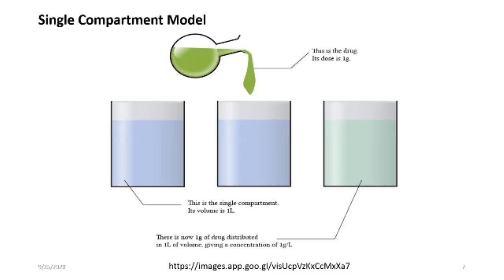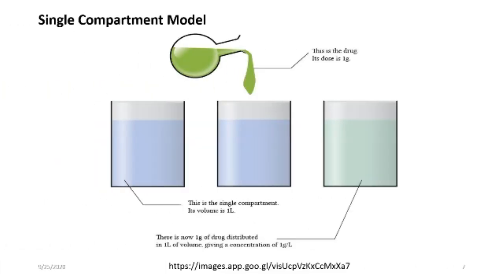So just think of a drug with a dose of 1 gram, and you're going to put it in one compartment. At the end of administering this particular drug and the drug distributing evenly throughout that compartment, you are going to have a concentration of the drug in the compartment. Typically 1 gram in 1 liter if our compartment, for argument's sake, is 1 liter.